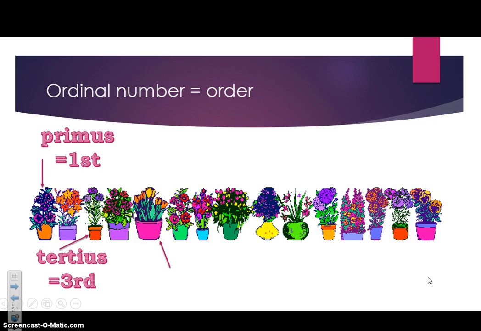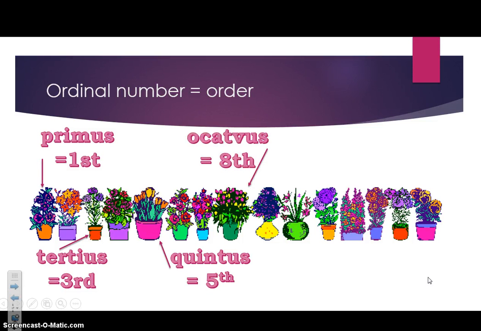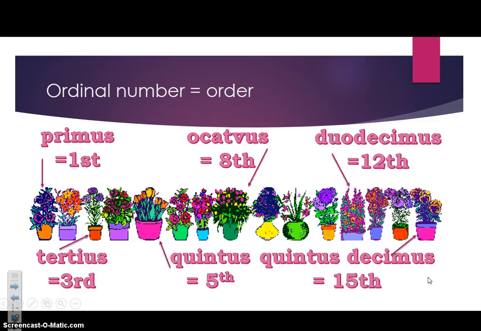Now we have an arrow pointing to our fifth flower, and that's going to go to quintus, which is fifth. And then we have one on our eighth flower, so that's octavius, which is eighth. And then we have one pointing to the 12th flower, which is duodecimus, which is 12th. And we have one pointing to the 15th flower, which is actually two words. Quintus decimus is how we get going into those farther things. And of course, those things will change as we go along.